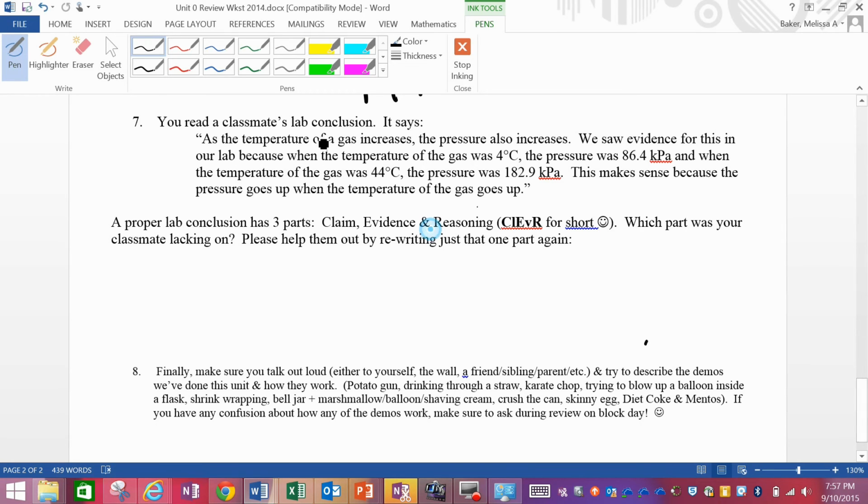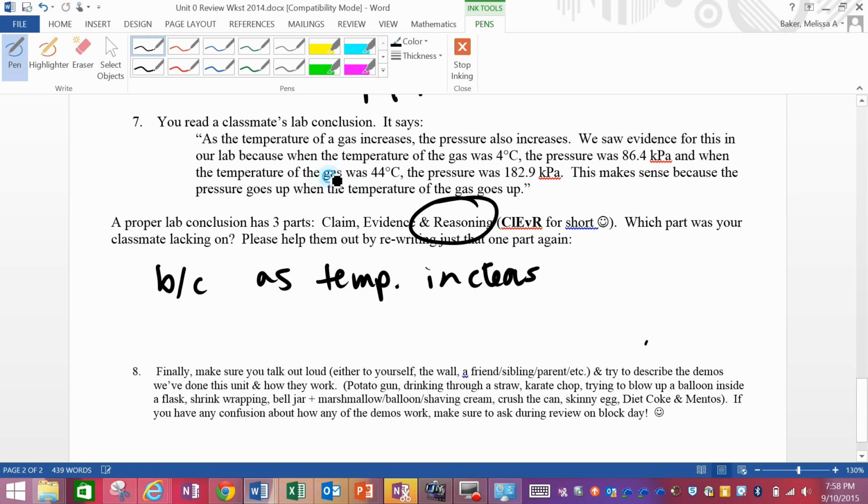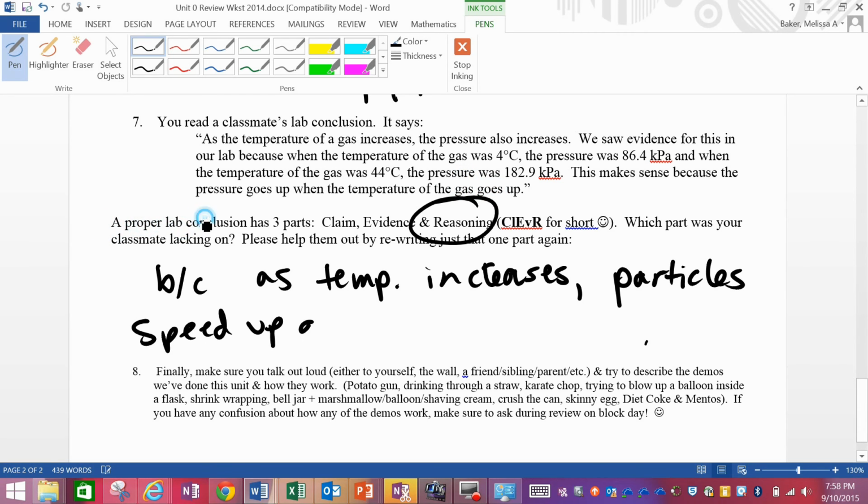So they didn't explain what the gas particles were doing. They forgot their reasoning section. They should have said something like, this data makes sense because as temperature increases, particles speed up and collide more, thus increasing pressure.